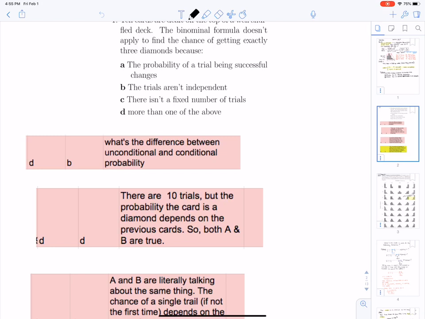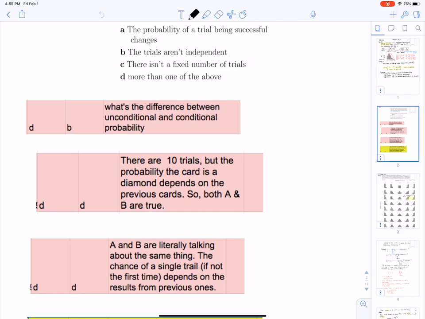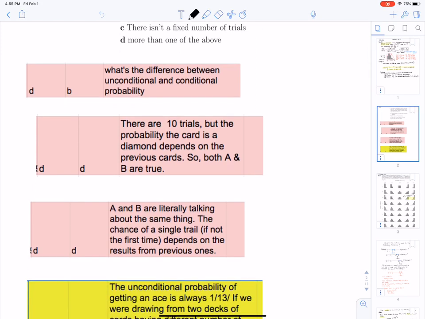Compare that with a conditional probability, where you may condition on what that first card is. So a student writes, there are 10 trials, but the probability the card is a diamond depends on the previous cards, so both A and B are true. So that is not correct. Another person says A and B are literally talking about the same thing, literally. The chances of a single trial depends on results from the previous ones, so that is incorrect as well.